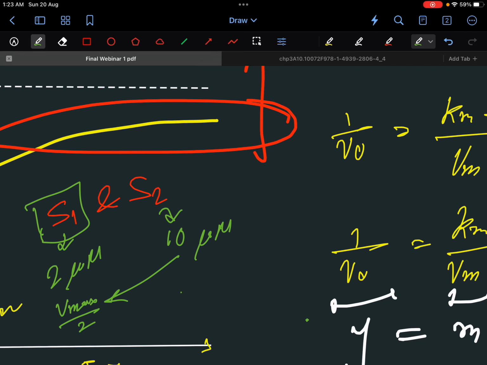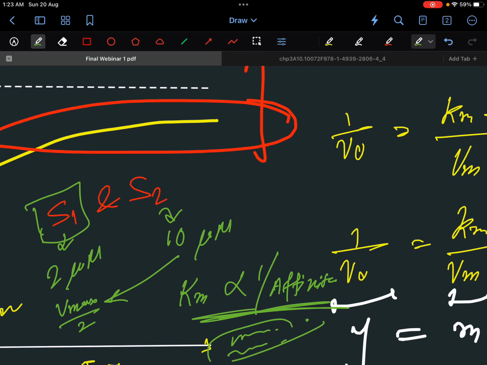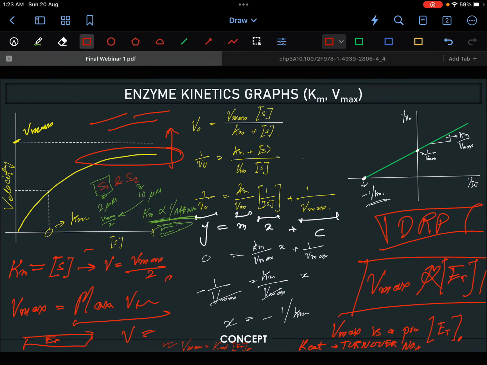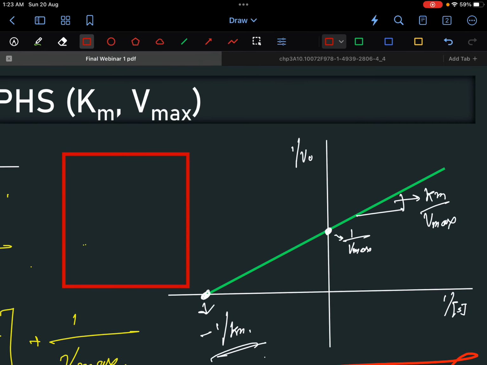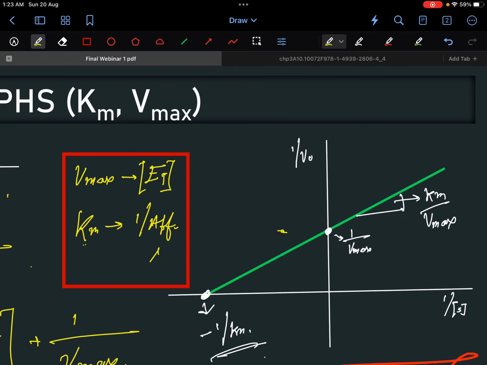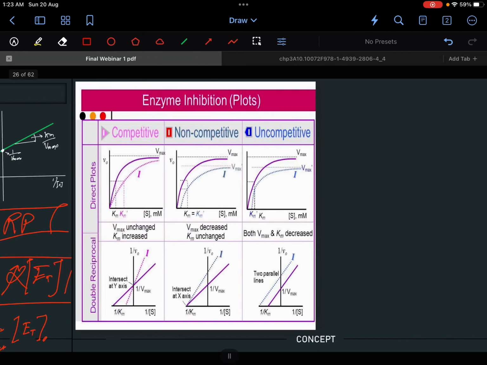Okay, so the take home message was Km is inversely proportional to affinity. Affinity of the enzyme towards the substrate or the substrate towards the enzyme, that is the affinity. Km is inversely proportional to affinity. So from this slide, I think there are two take home messages. You should remember that Vmax is a property of the concentration of the total enzyme, and Km is inversely proportional to affinity. Okay, these are two things that you need to remember. Fine.